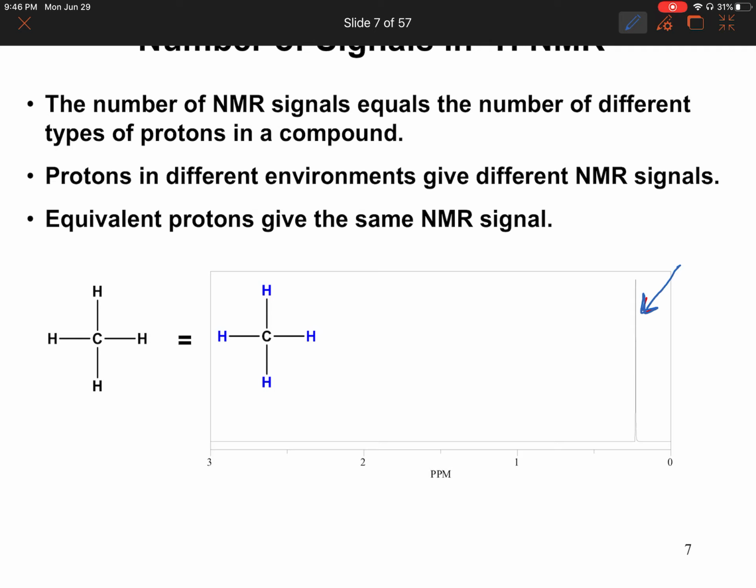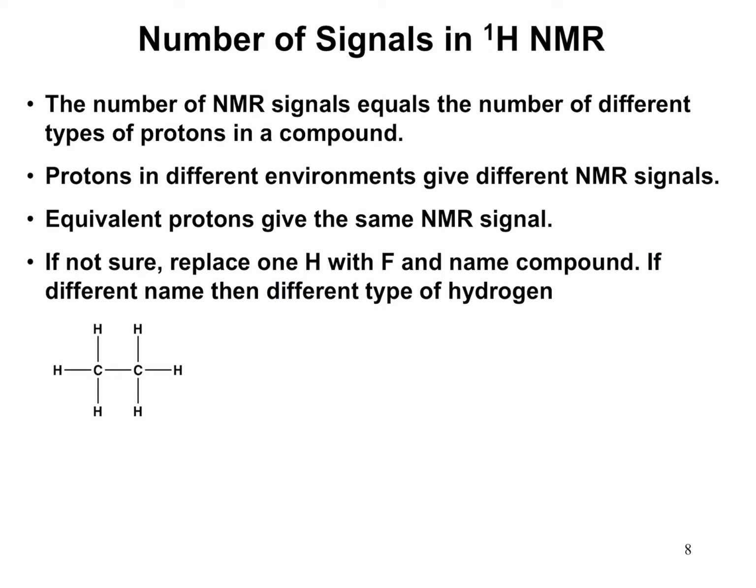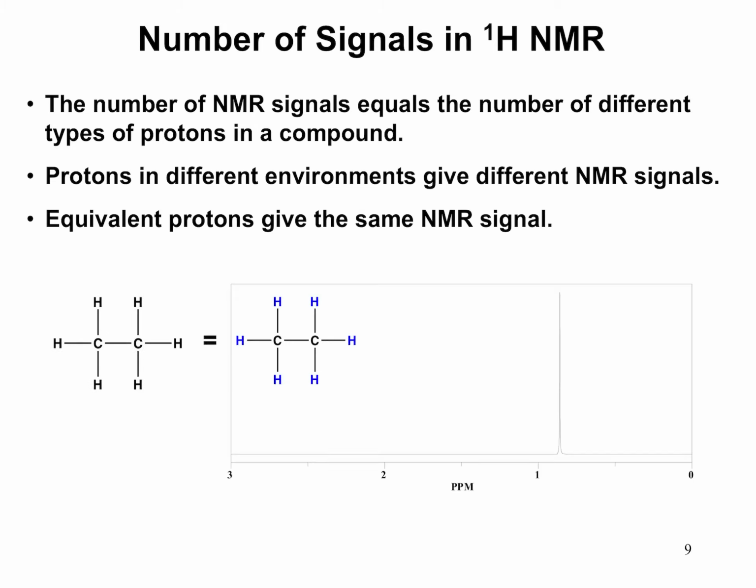All right, let's try this one here. How many signals would you expect to see in this molecule? Hopefully some of you think that you would see just one signal, right? There'd be one signal. All of these hydrogens, again, are in the same chemical environment. If that confuses you, try this.